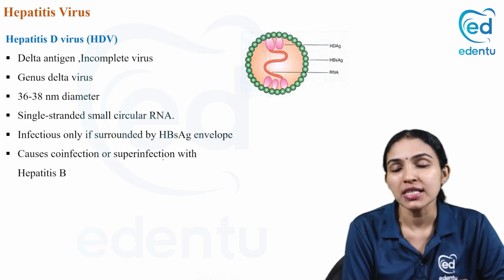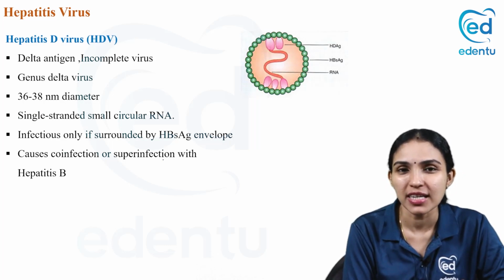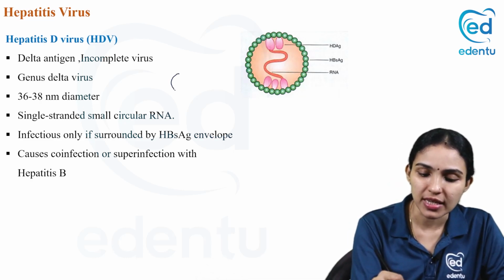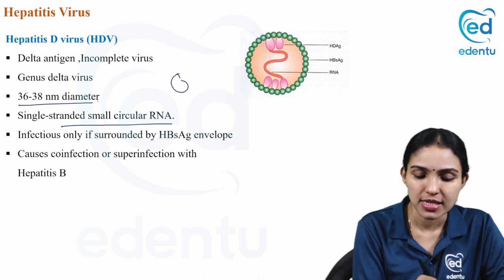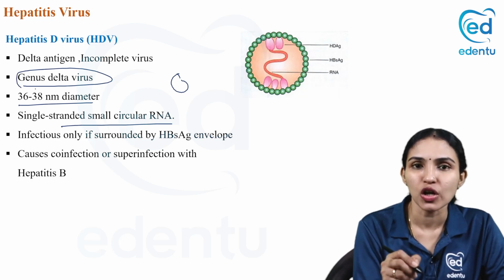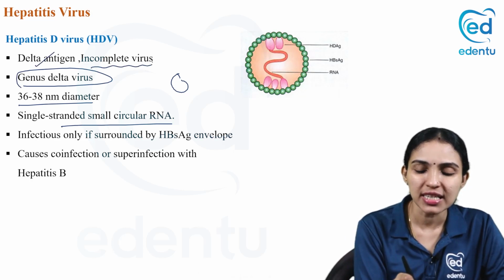And coming to hepatitis D virus, this virus actually doesn't have any existence of its own. It is just a circular, single-stranded RNA, 36 nanometers in size. And this belongs to the genus Deltavirus. You call that antigen the Delta antigen. And this virus is called an incomplete virus.